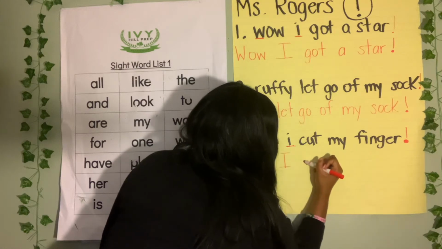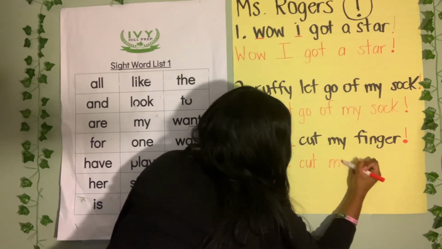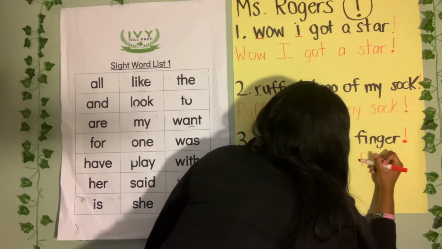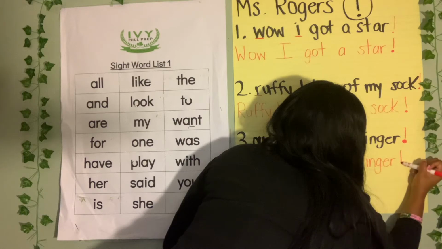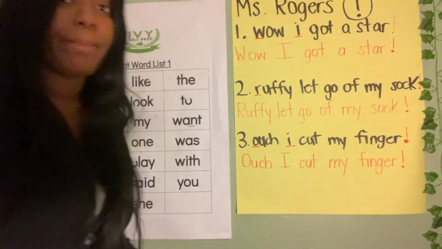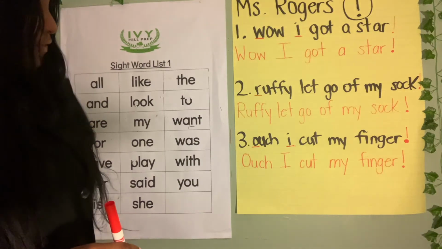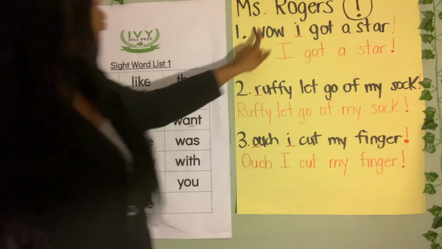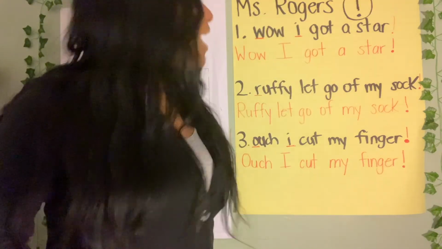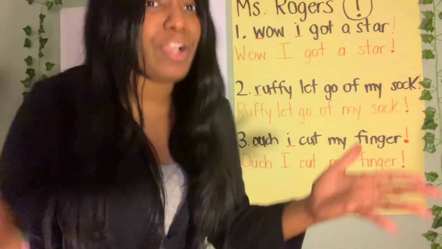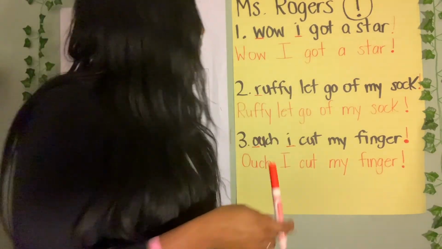I cut my finger. Very good, okay? So, we corrected our sentences, right? Wow, I got a star. Okay, Ruffy, let go of my sock. Ouch, I cut my finger. So, wow, I got a star. Ruffy, let go of my sock. Ouch, I cut my finger.